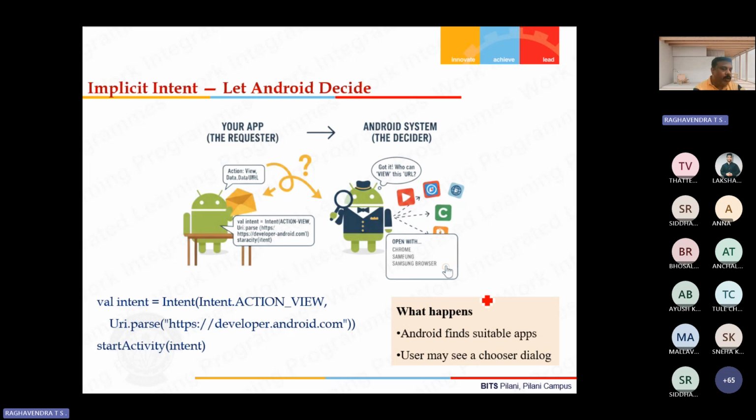So Intent intent = new Intent with a view of that. So Intent.ACTION_VIEW, then I'm going to specify the URL link. Okay, so Uri.parse with the link https://developer.android.com. Then I say startActivity, and automatically it will open a web browser, which is the default web browser you have decided on. So Android finds the suitable application to open that intent, and the user may sometimes see the chooser dialog also.